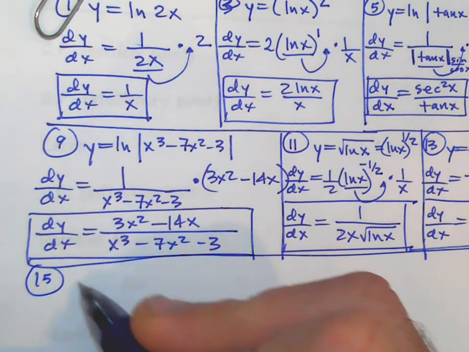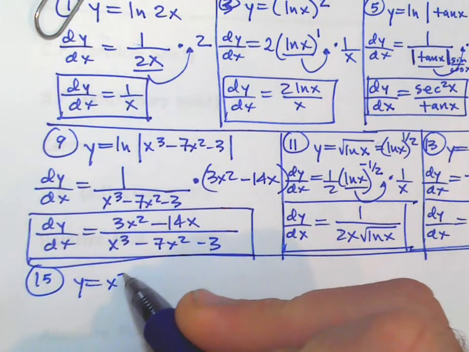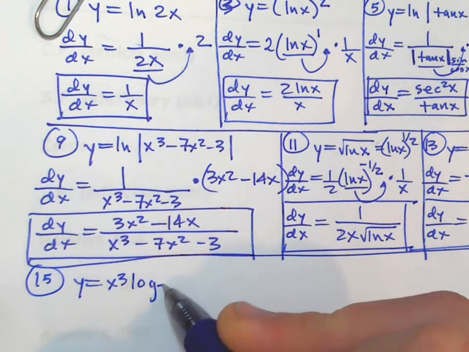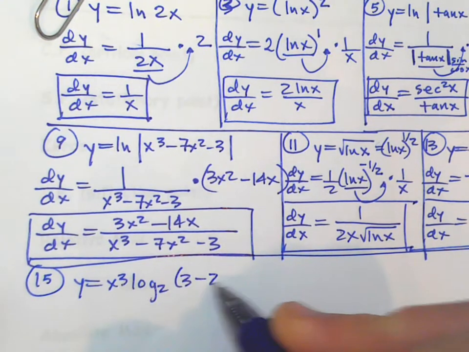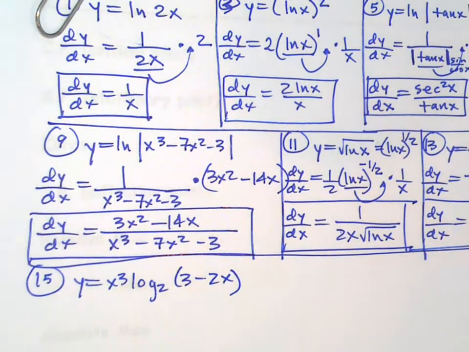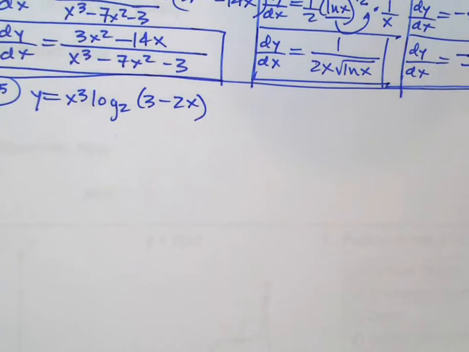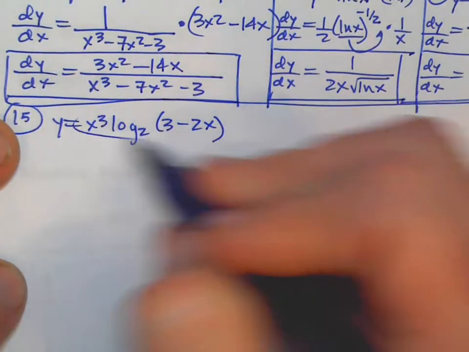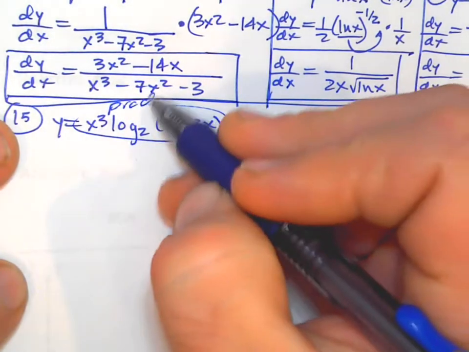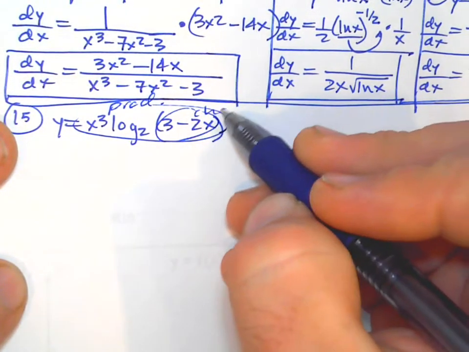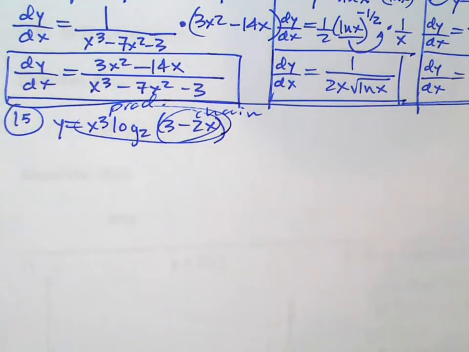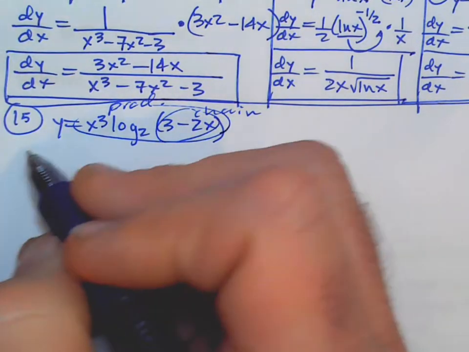15, y equals x cubed log base 2 of 3 minus 2x. So this one is not a natural log, so we're going to need that extra natural log of the base in it. This is definitely a product rule, right? And then you definitely got a chain rule in here. So it's good to see this stuff has time. We got to do the product rule first.